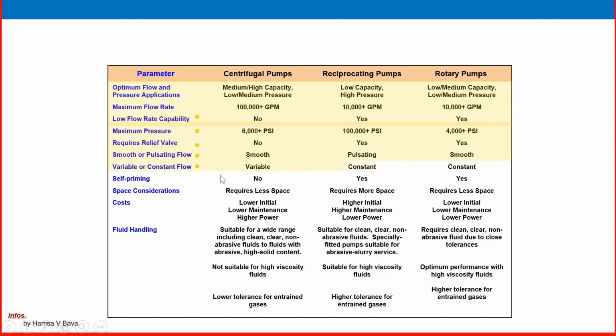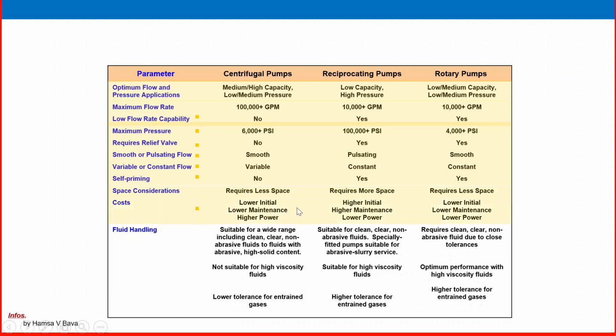Variable and constant flow: variable flow is possible in centrifugal pump. Reciprocating pump is constant flow. Rotary pump is also constant flow. Self-priming is not available in centrifugal pump, and priming is required, but self-priming is available in reciprocating and rotary pumps. Space conservation: centrifugal pump requires less space, reciprocating requires more space, and rotary pump requires less space.